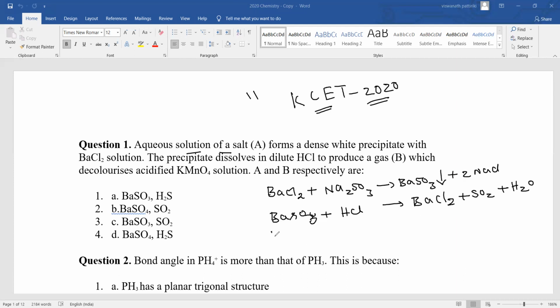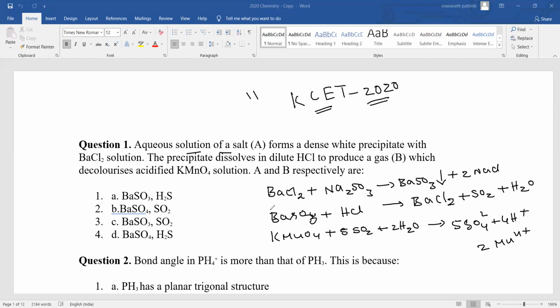This SO2 gas combined with KMnO4 plus 5SO2 plus 2H2O gives rise to 5H2SO4, or else you can write 5 moles of SO4 2 minus plus 4H plus plus 2Mn 2 plus.